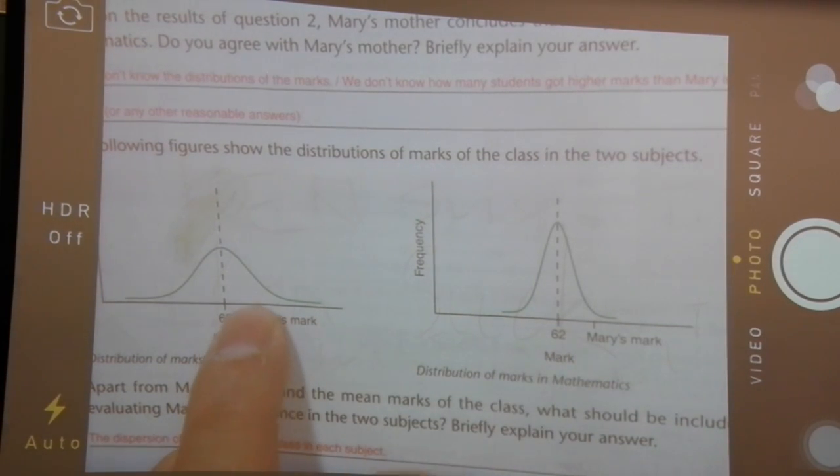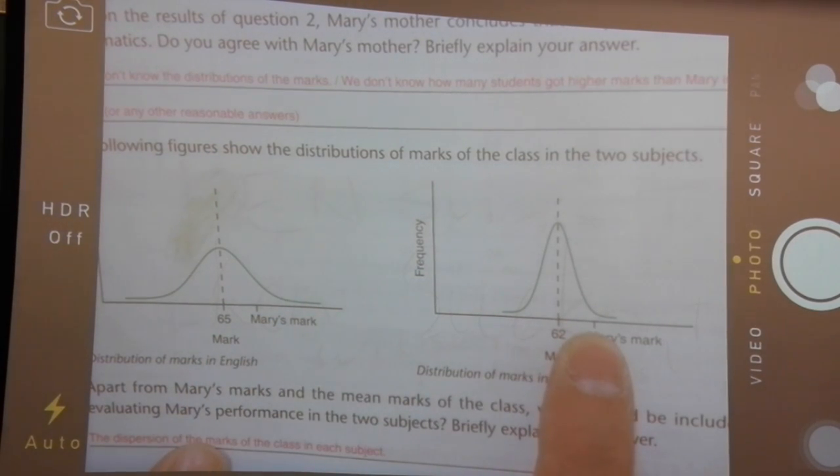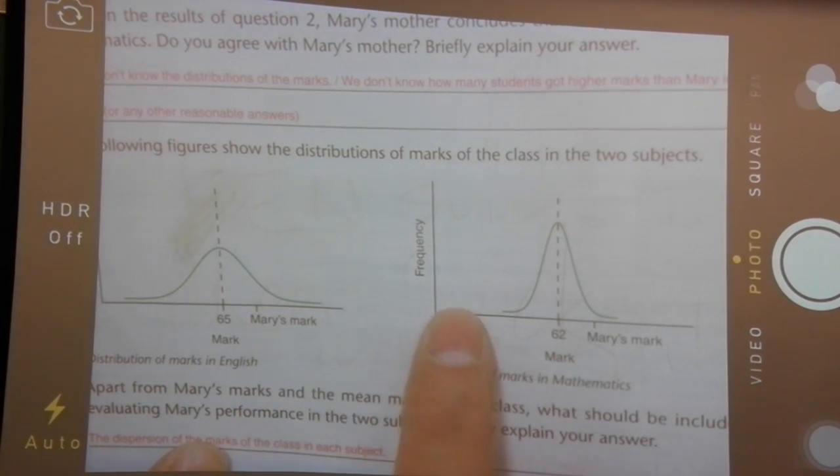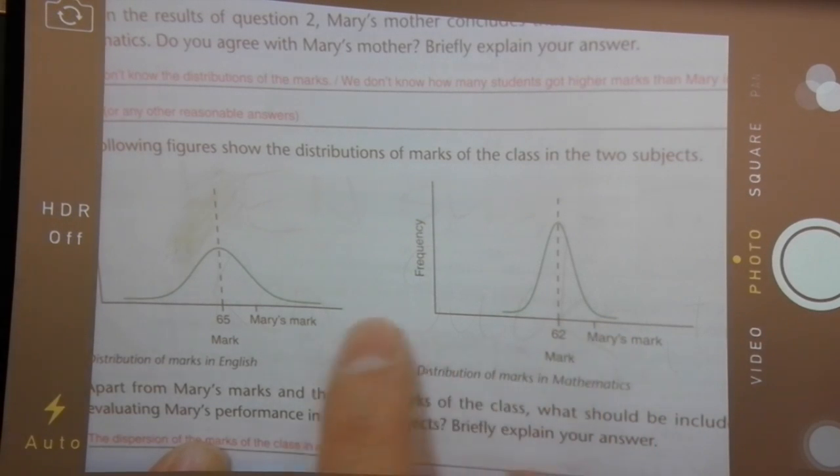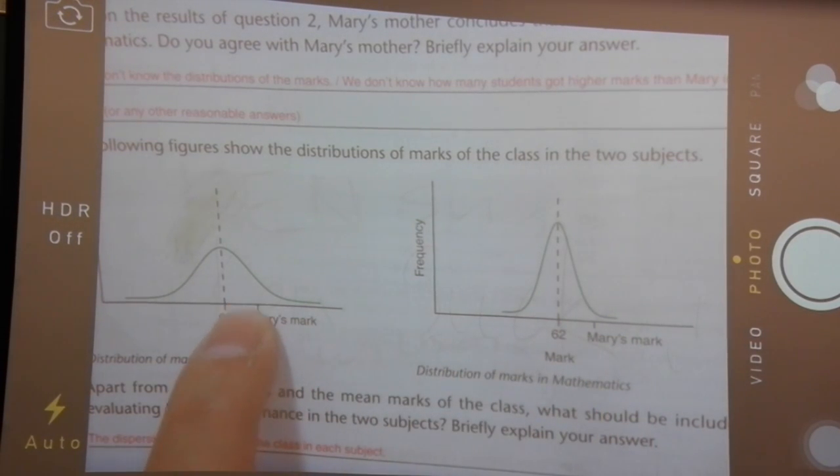Now, Mary's mark for the first subject is here, but Mary's mark for the second subject is there. Now we want to compare which, relatively speaking, which subject Mary performs better. If you look at the graph, I believe you will be convinced that the second subject, Mary, should be better because the position of where she is is above the majority. While here, Mary is more or less together with the majority.